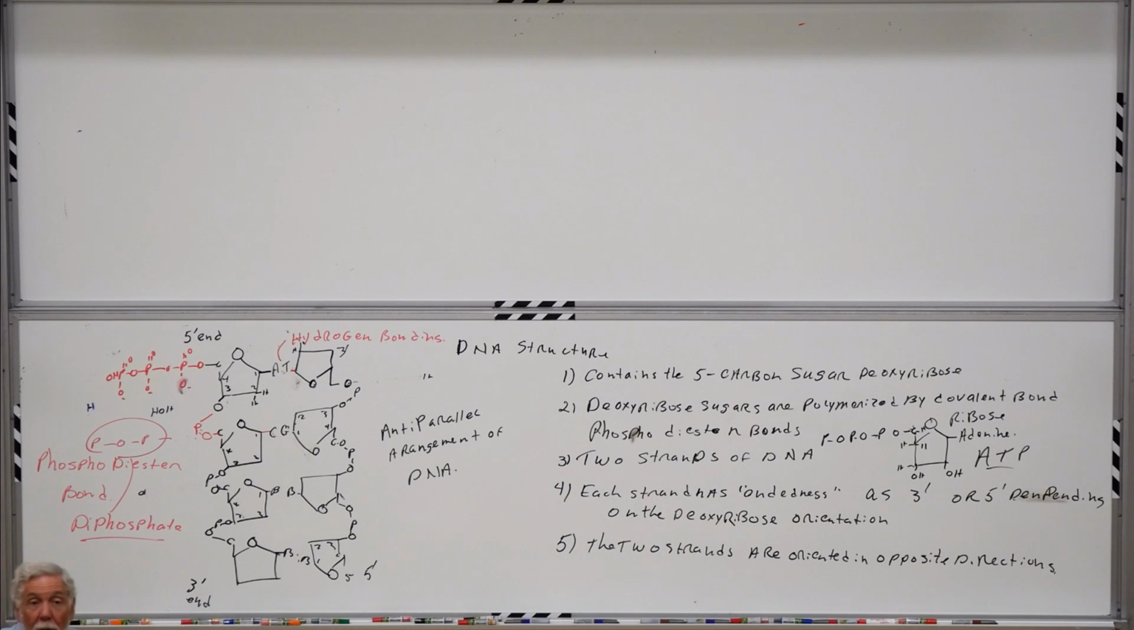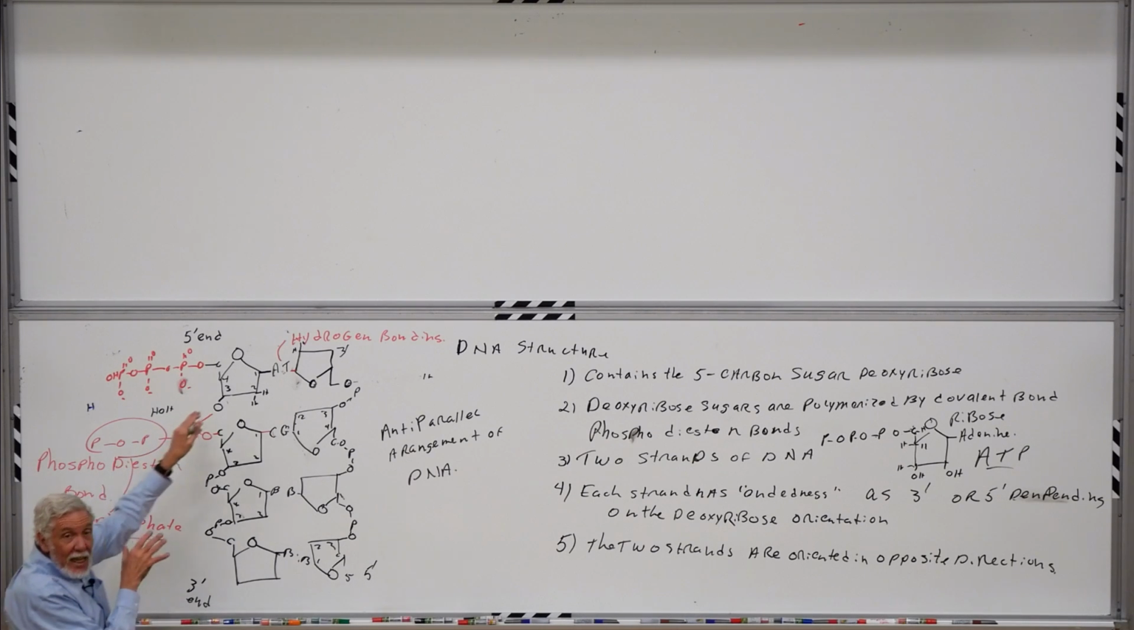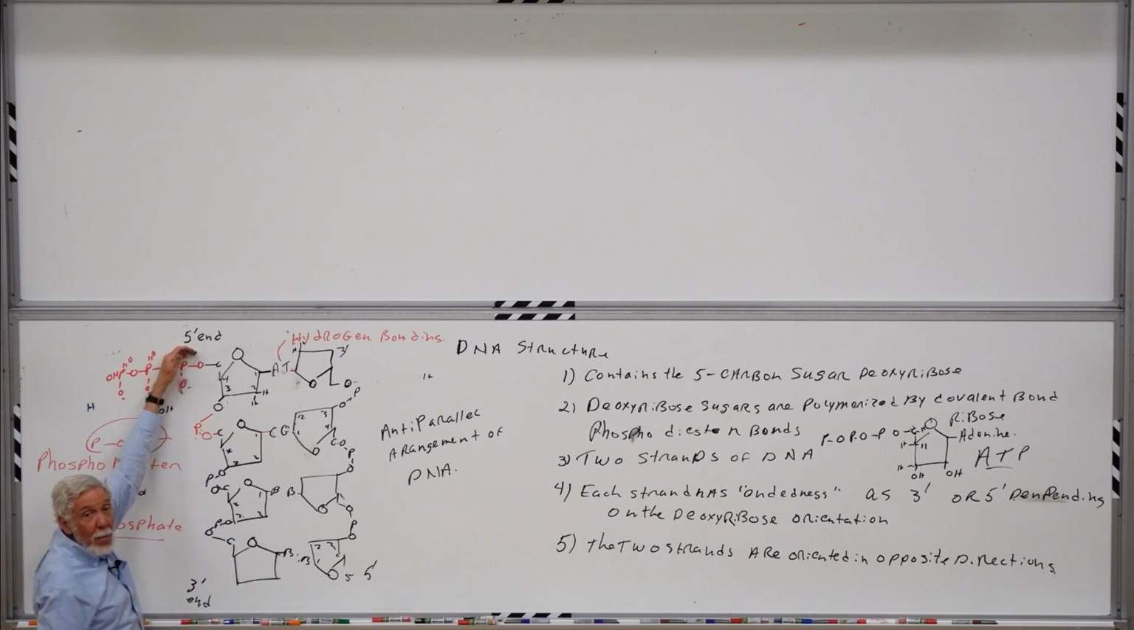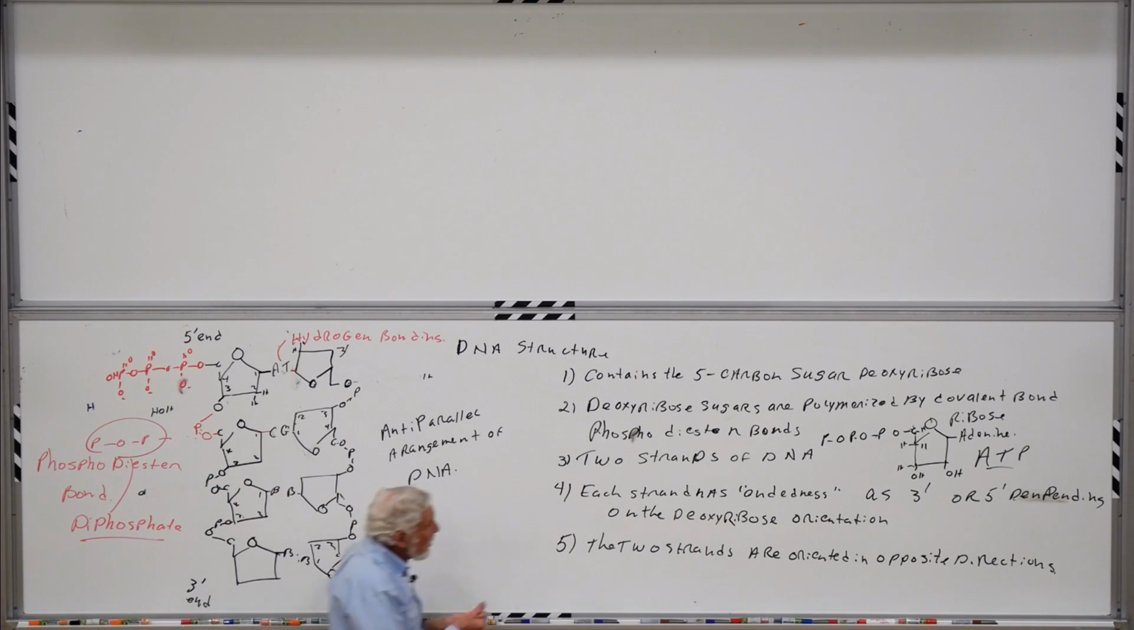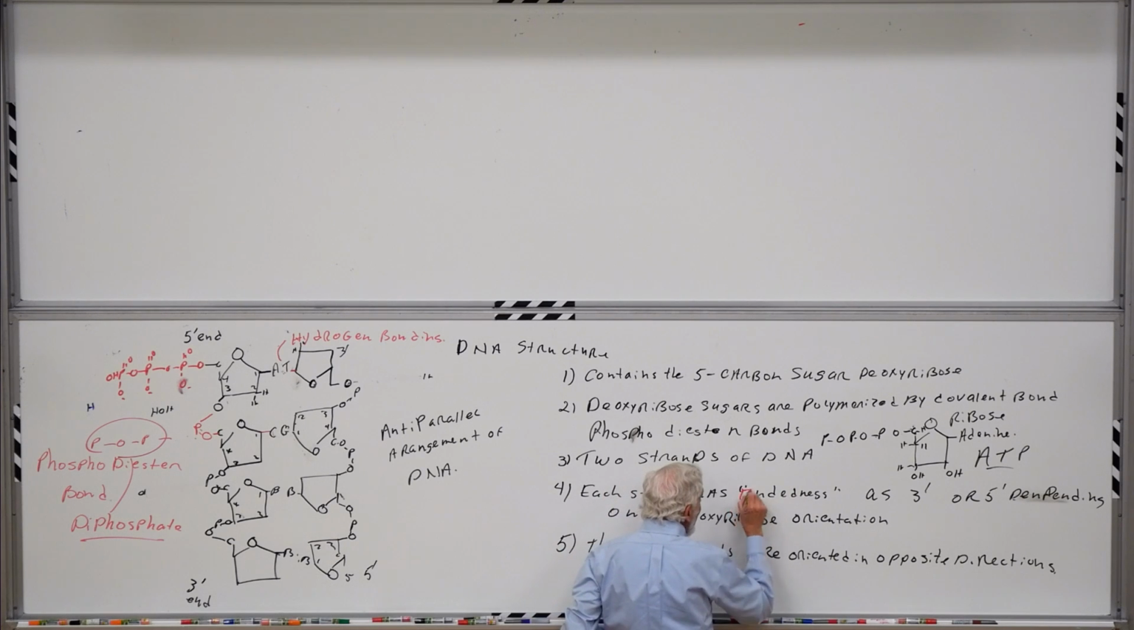What I mean by the endedness is what we're saying here. We have a 5' end and a 3' end, and a 3' end and a 5' end.